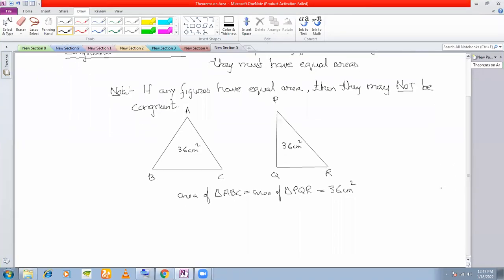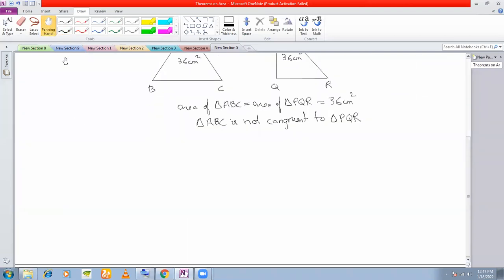So although these two triangles have equal area, triangle ABC is not congruent to triangle PQR. But if two triangles are congruent, then definitely you can say that the areas are equal. This is what is meant by congruence area axiom.